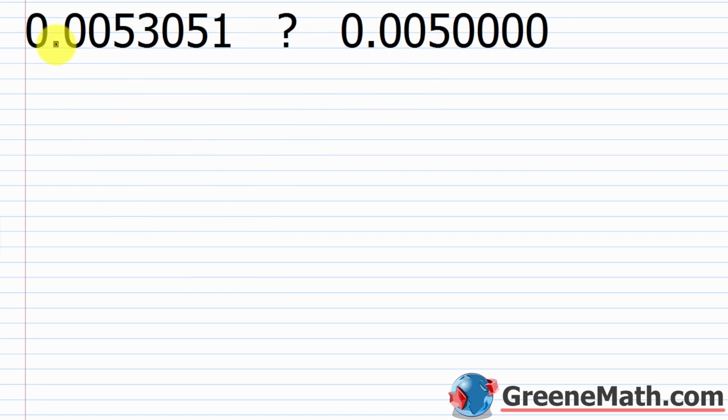For the next one, we have 0.0053051, question mark, 0.005000. Now, one thing you might notice right away, remember in the last lesson I taught you that when you have a decimal point, after your final non-zero digit, the zeros after it do not add any value. I can delete these zeros and it would be the same as 0.005. These two would be the same value whether I put the zeros on it or not, right? After your last non-zero digit, you can put as many zeros after it as you want. You're not changing the value of the number.